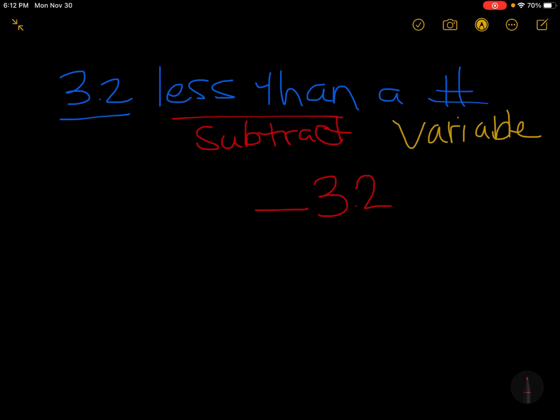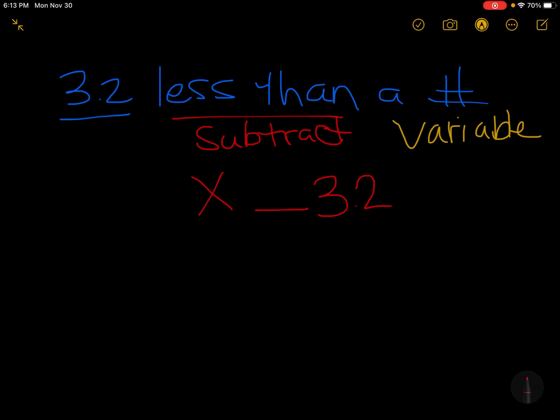The variable you choose could be any letter that you wanted, X, Y, Z, Q, T, whatever you would like it to be. When I first start teaching expressions and variables with students, sometimes I have them draw hearts and smiley faces or things like that. But for the sake of the algebraic video and simplicity, we will choose X. X minus 3.2 is the same as 3.2 less than a number.